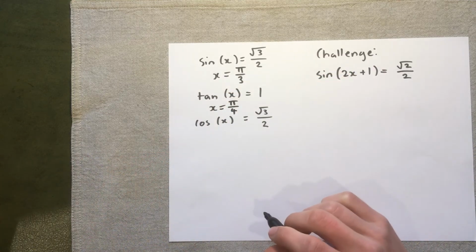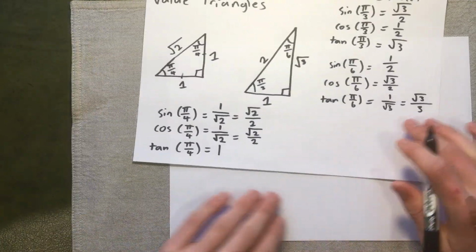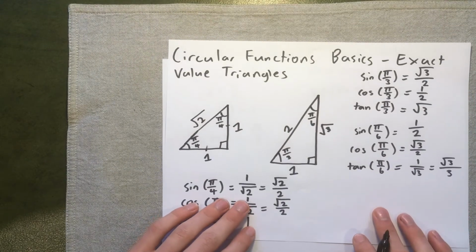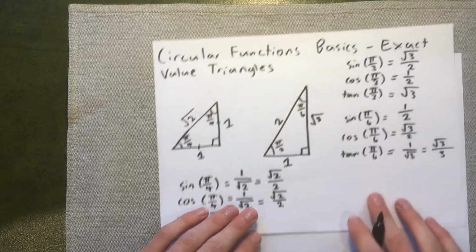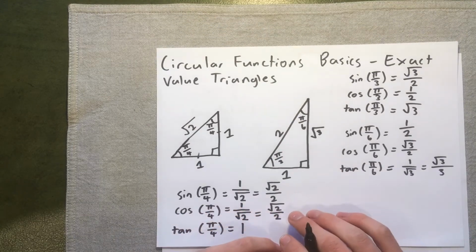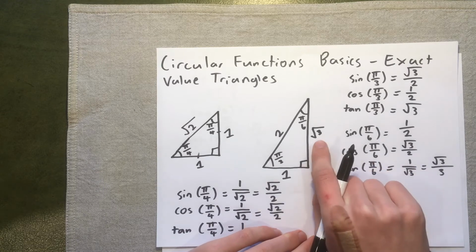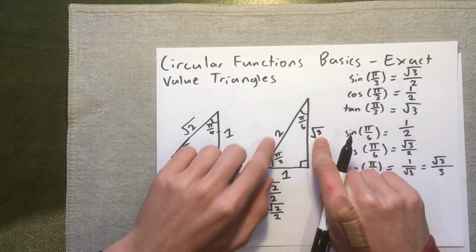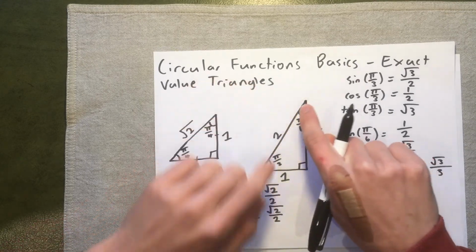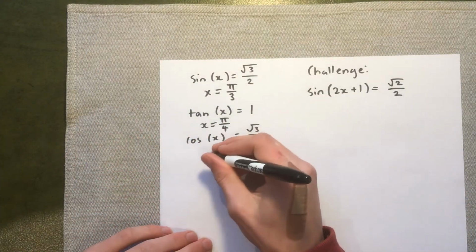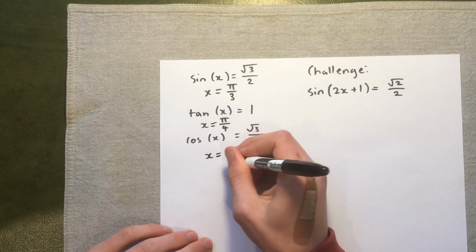This next one, what value of x, or what angle is going to give root 3 on 2, using these exact values triangles? Well, cosine is adjacent divided by hypotenuse. So if this is our adjacent, this is our hypotenuse, then the angle is going to be pi on 6. We can write x equals pi on 6.